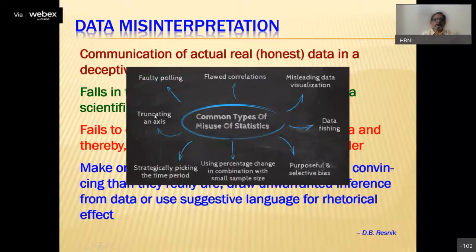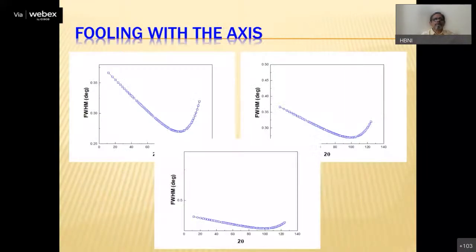So how do you do this? You can truncate an axis and show a different form of the data, or you can do some cherry picking, only taking that part of the data which is relevant to your hypothesis, or you can use a percentage change in combination with a very small sample size, which is not correct. There are various other ways: misleading data visualization, flawed correlations, faulty polling, etc. So these are the common types of misuse of statistics.